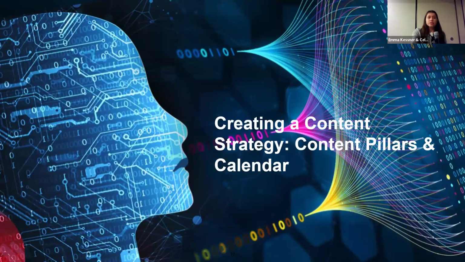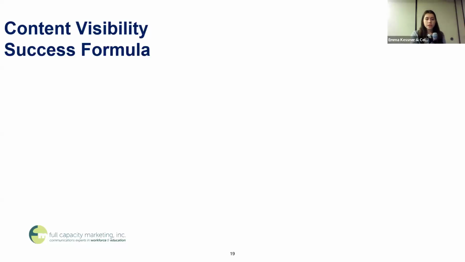All right. So now that we have all of that initial research done and we know what platforms we want to post on and who we're targeting, now we're going to get into actually what content you're going to post and creating a content calendar for that. And we created this content visibility success formula.